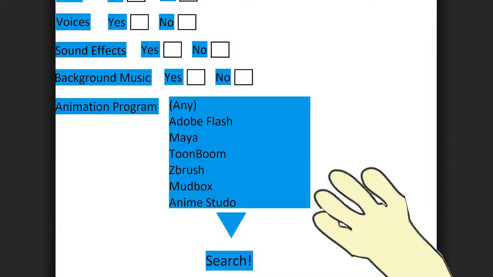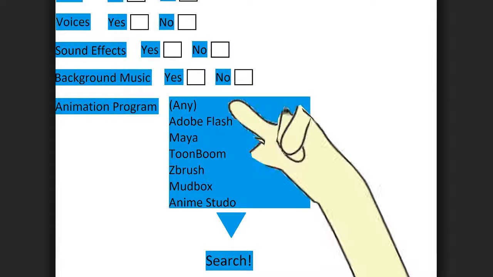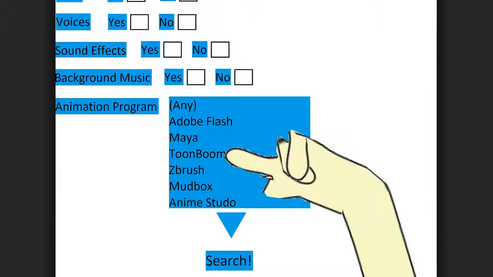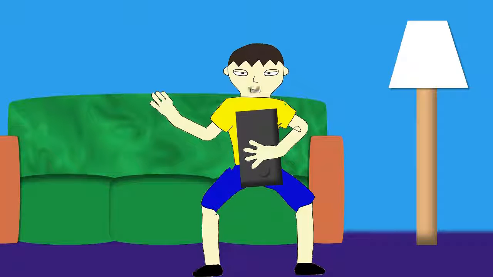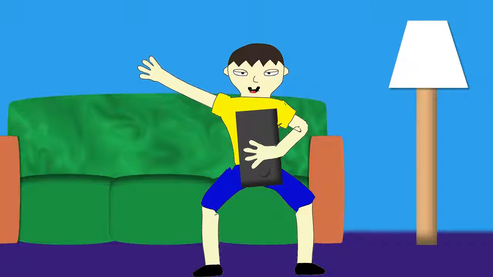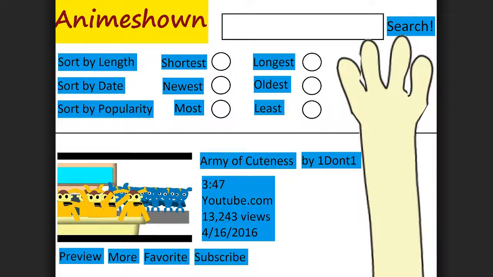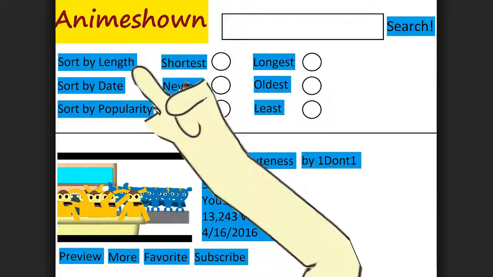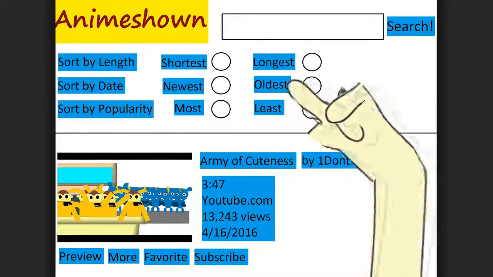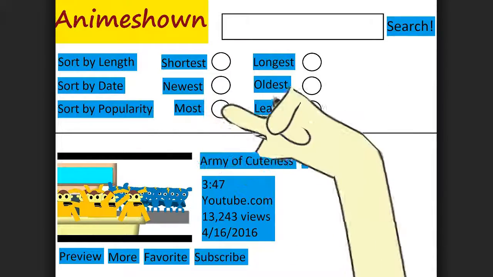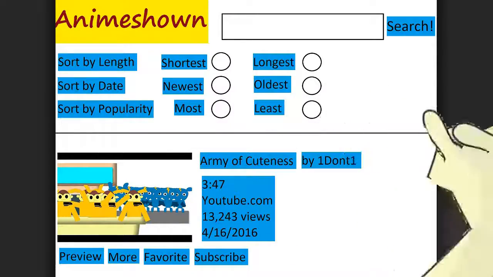You can even specify which animation program it was created in. Examples include Adobe Flash, Toon Boom, Maya, and Anime Studio. If you're wondering how an app could detect what program an animation originated from despite the video being in a format totally different than the one it was animated in, well, that's why this app is purely hypothetical, isn't it? Once you search, you can sort the results by length, from shortest to longest or vice versa, date, from newest to oldest or vice versa, and popularity, from most to least or vice versa.